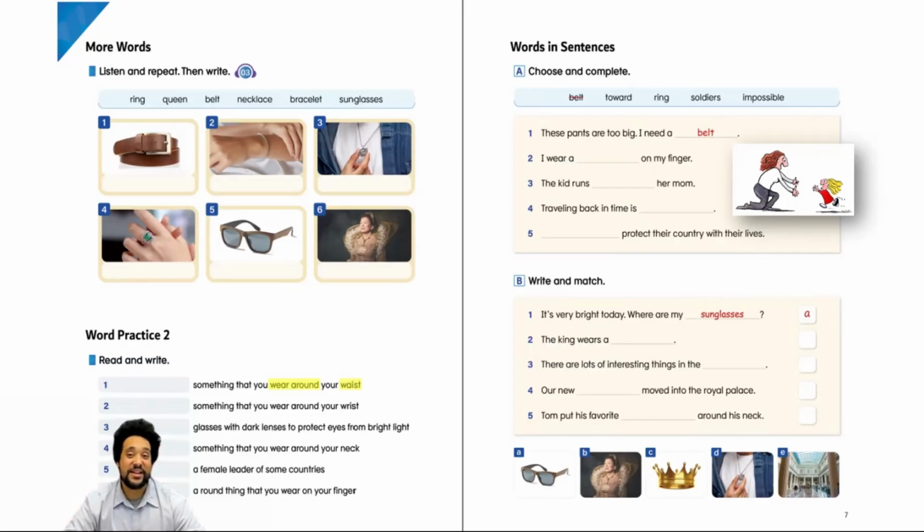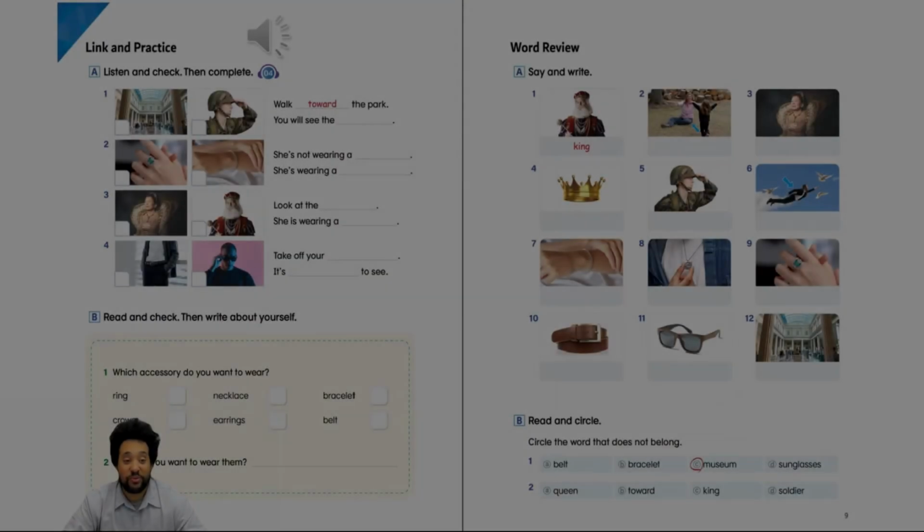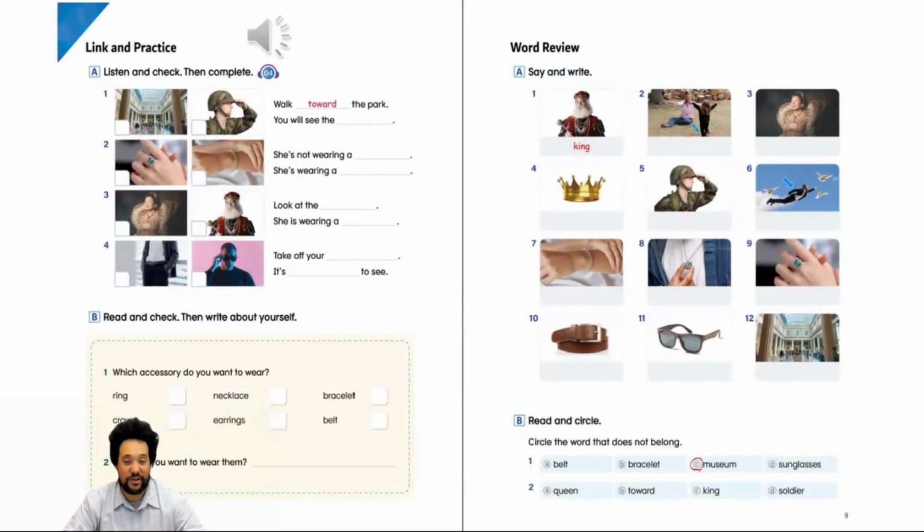Let's read the sentence together. It's very bright today. Where are my sunglasses? So sunglasses was the missing word, and we can see that sunglasses is image A. So we write A in the box. Okay, I think you can complete 2 through 5 on your own. All right, great job, everyone.